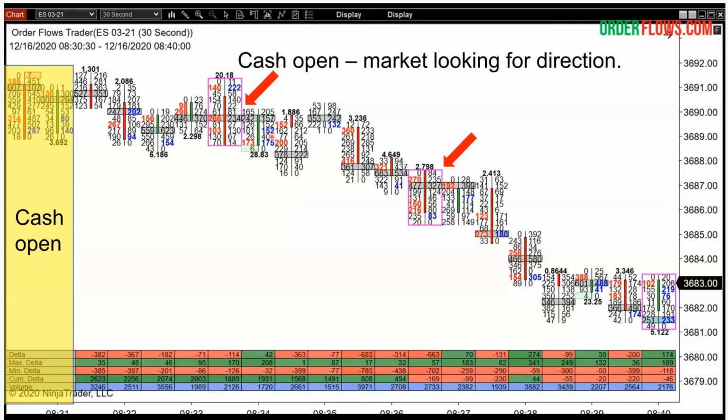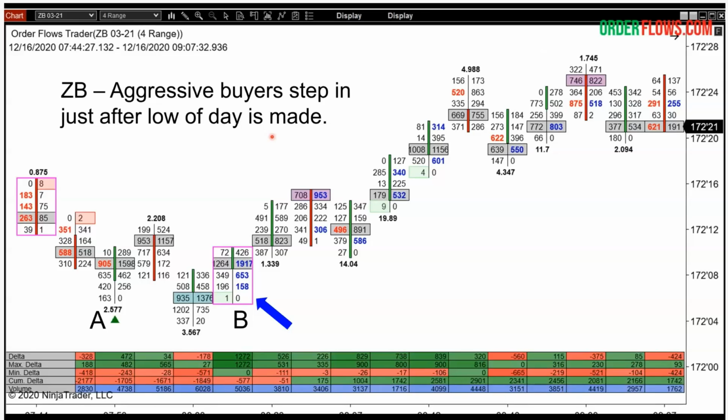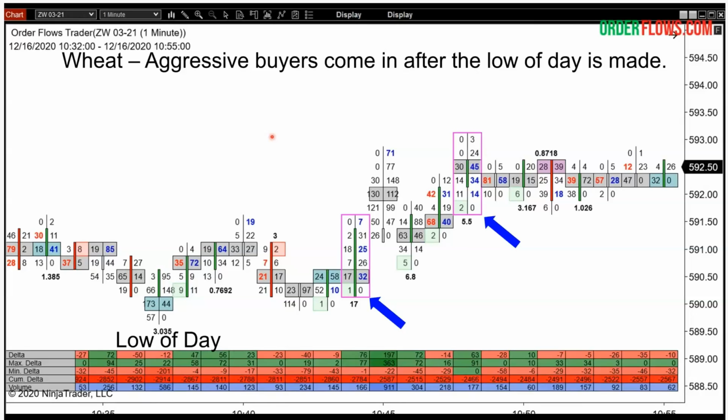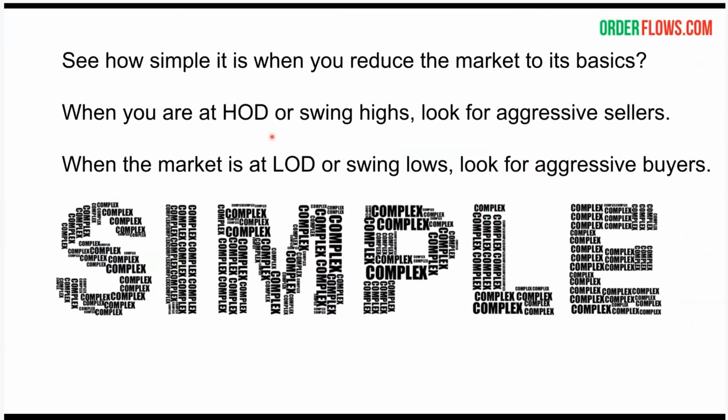It's like I said, it's the market speaking to you. The market's telling you what to do. It's like, hey, there's all this aggressive trading going on, either aggressive buying or aggressive selling. Do something about it. So, like I said, when you're talking about market context, when you're at highs of the days or swing highs, look for aggressive sellers. When you're at the low of the day or swing lows, look for aggressive buyers. Look for that potential reversal in the market, right? But you got to look for that at certain points in the market.